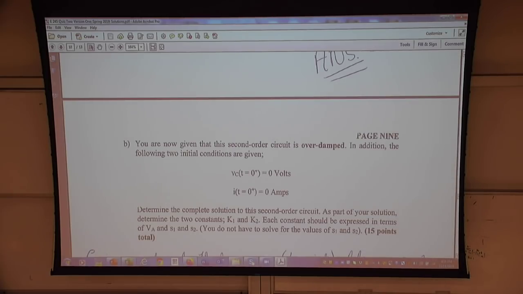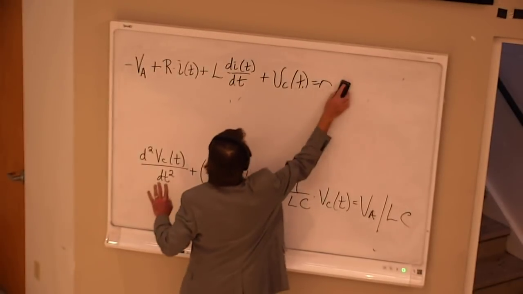Now, I'm going to leave this equation up here if I can, because I'm going to need it. Let me get rid of this. Maybe I won't need it. Well, we'll keep it there anyway.